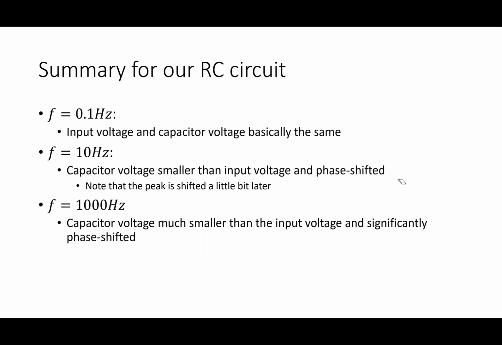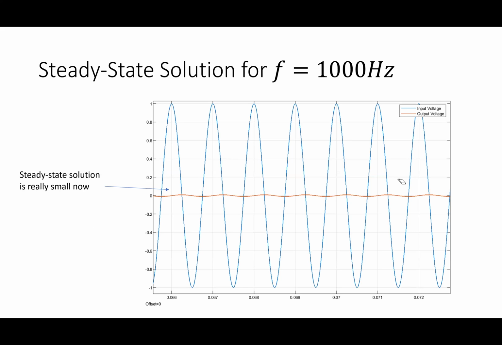What I see is, in this circuit, at least for this circuit, when the frequency was 0.1, the input and capacitor voltage were basically the same. At 10 hertz, they started to shift a little bit, right? And then by 1,000 hertz, they're really shifted, right? Like in this case, yes, it's smaller. But how much phase shift does it look like?